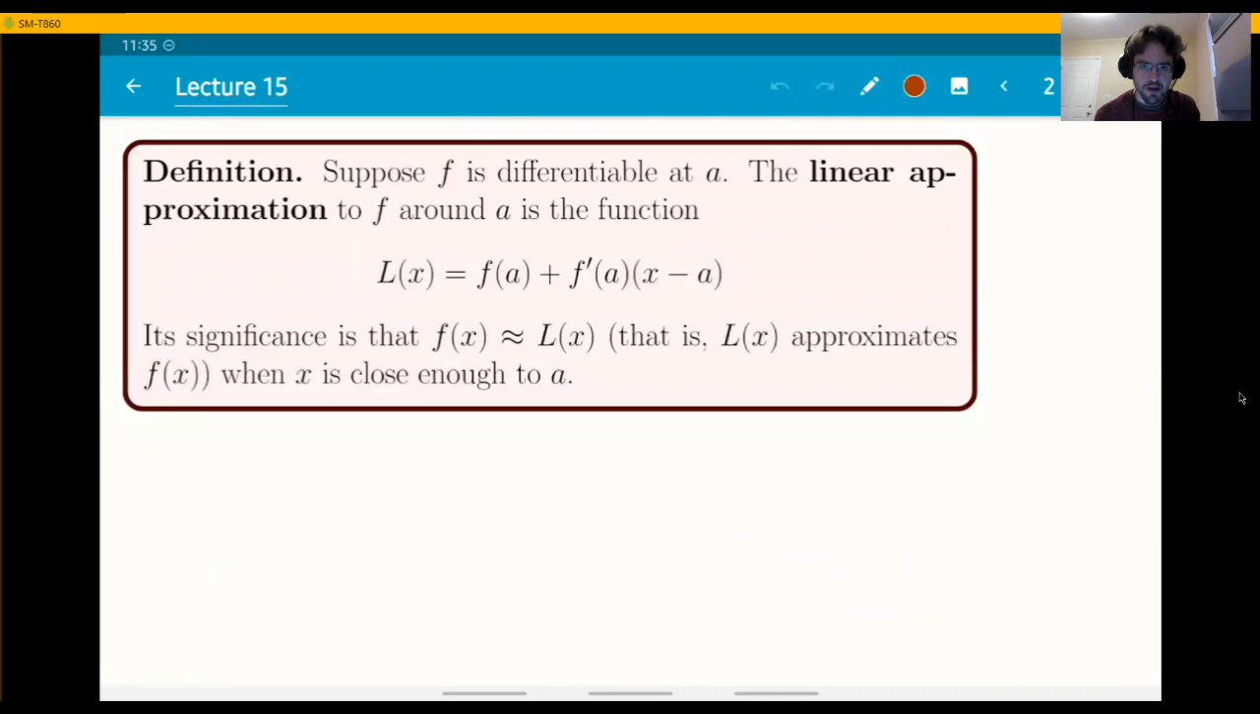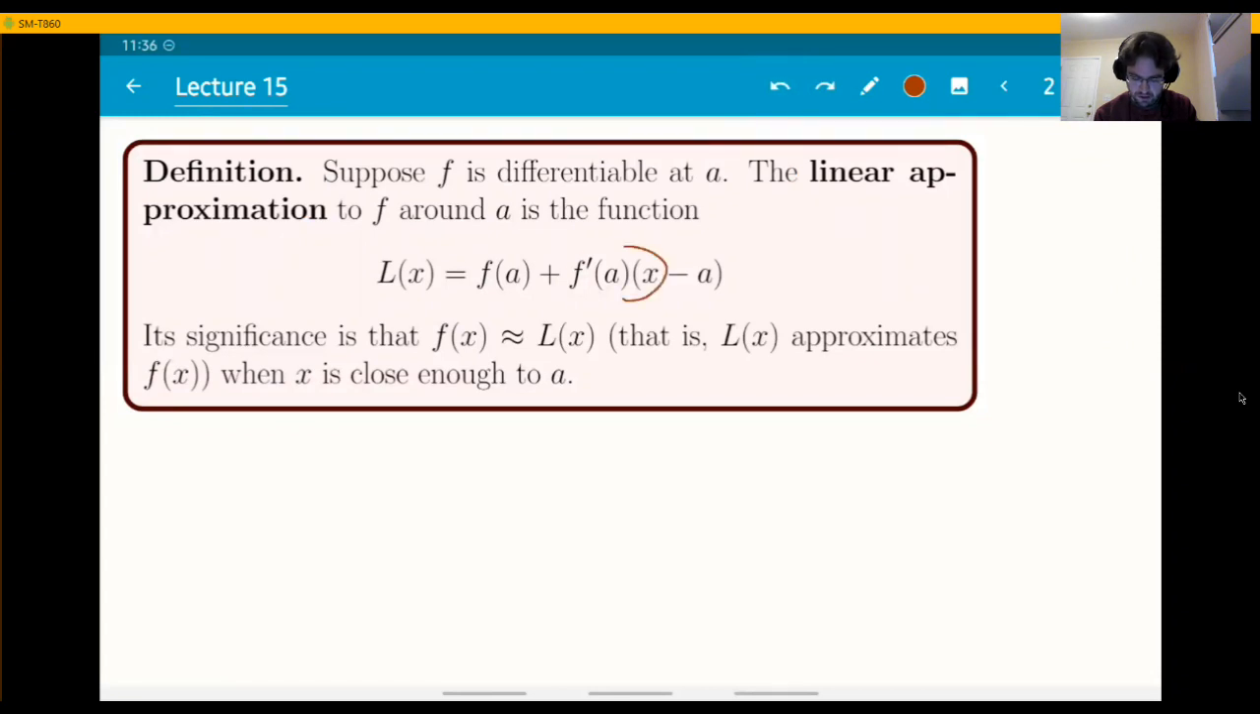So suppose that you have a function f that is differentiable at a, meaning f prime of a exists. The derivative exists at this point. Then the linear approximation around a, we define that to be this function L of x, where x appears right here. It's just multiplied by f prime of a. Everything else in this formula is just numbers: f of a itself, and f prime of a. If you have a specific function f and a specific number a, those are going to be just parameters, just numbers. So this function is a linear function.